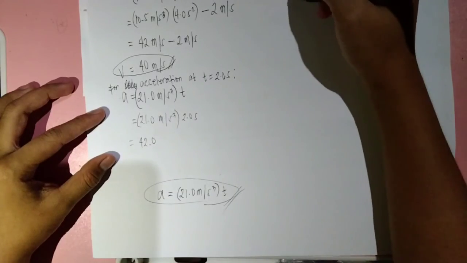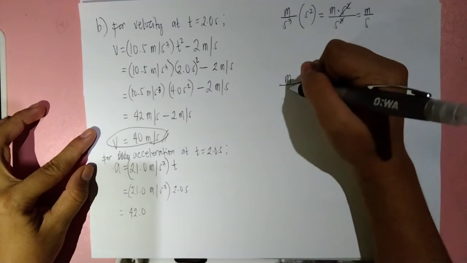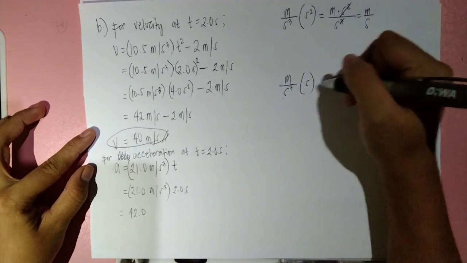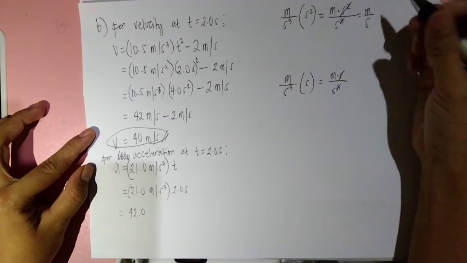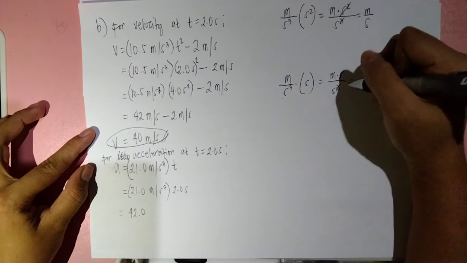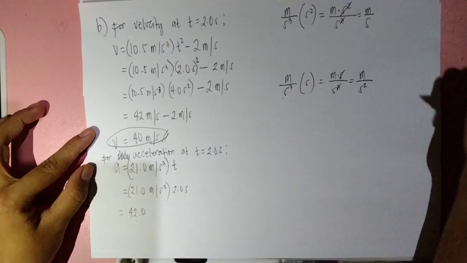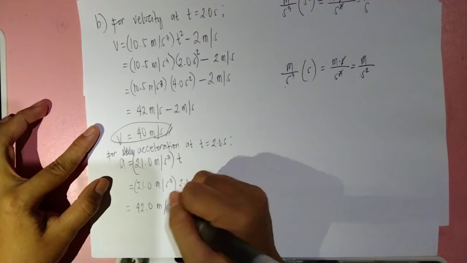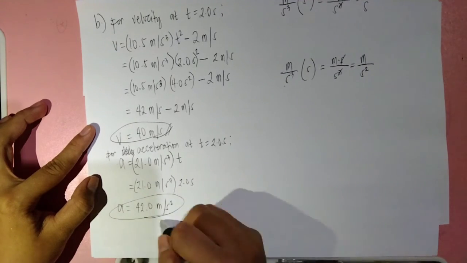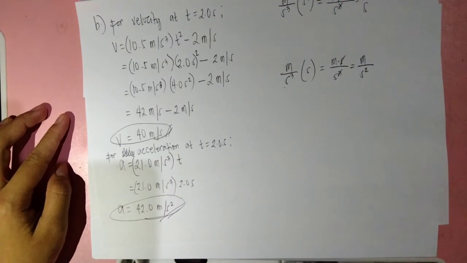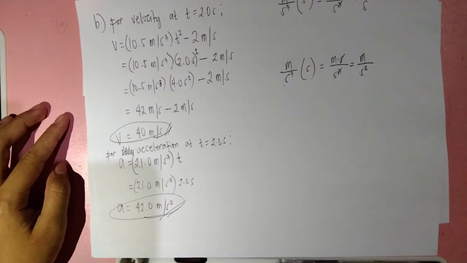What happens to the unit is we have meter per second cube times second. Okay, cancel. What's left is, so 3 minus 1 is 2. So we have meter per second squared. Alright, so for acceleration, we have 42 meters per second squared. Okay, so it finally coincides with the book's answer.